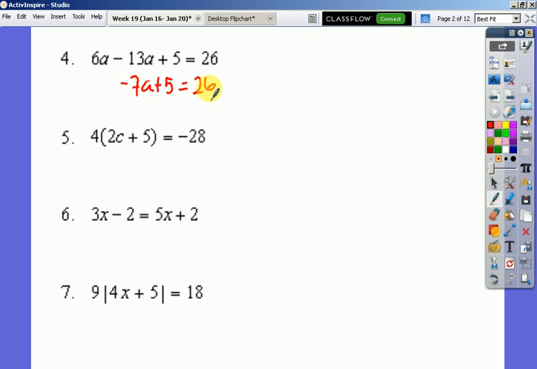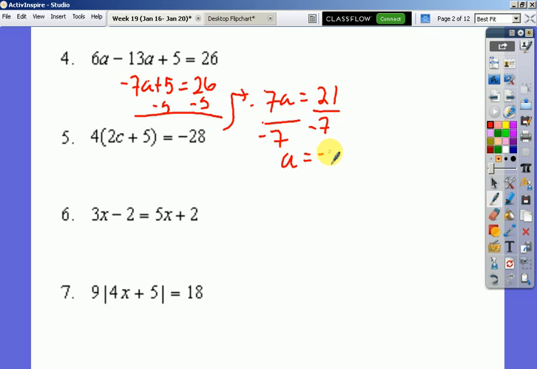So what do I do now? Subtract 5. Subtract 5, separate that, and I end up with negative 7a equals 21. Use your division property of equality, and you get a equals negative 3. All right.